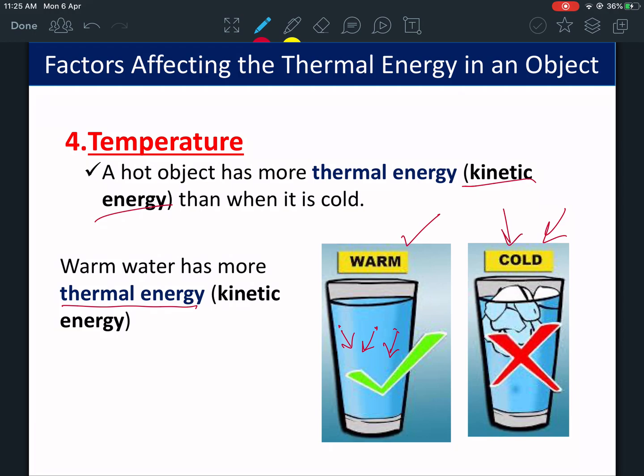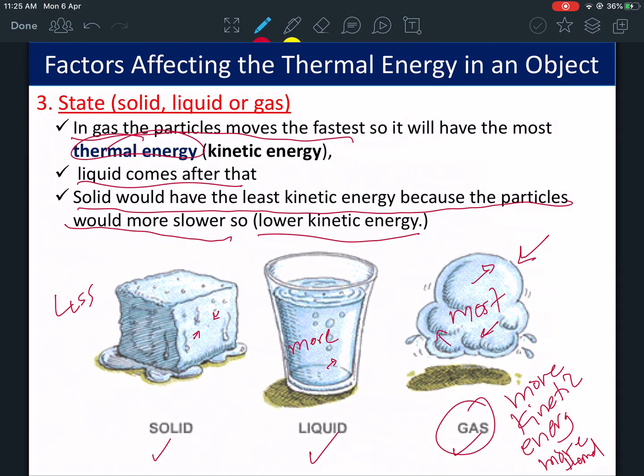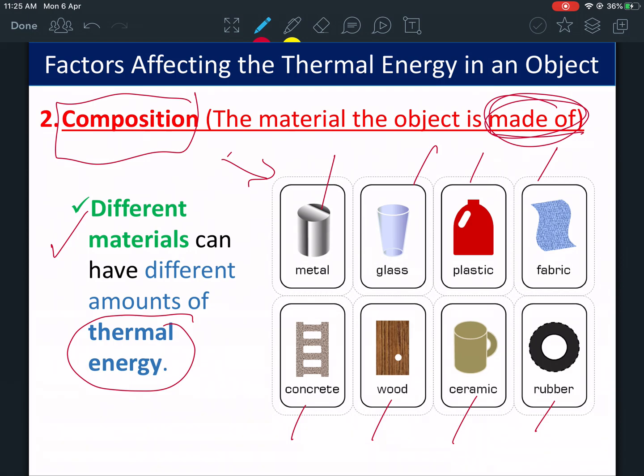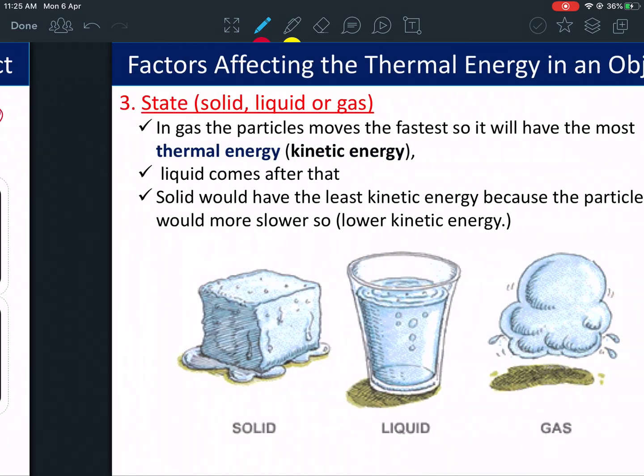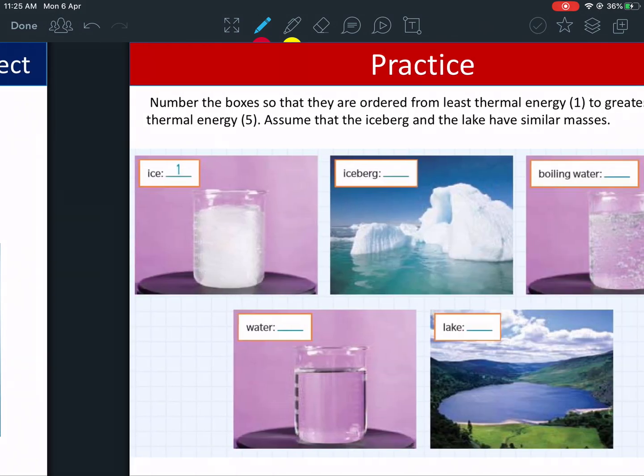So the four factors are temperature, again, the state, solid, liquid, and gas, with gas having the most kinetic and thermal energy. Another factor is composition, what the material is made of. And number one would be the mass, if it's big or small. Bigger has more thermal energy. So these are the four factors affecting it. That's all the lesson is about today.